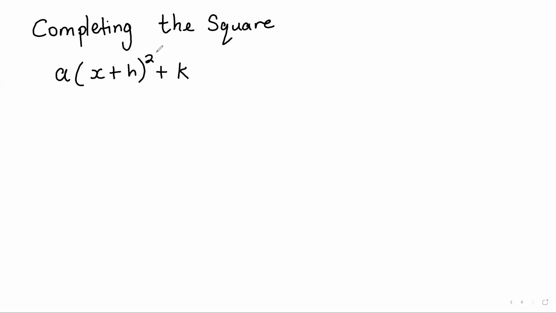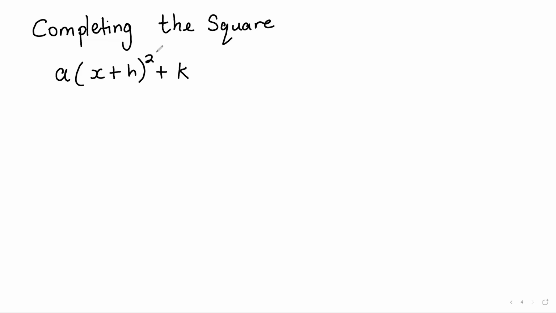They could use any letters, right? They could use a(x + p)² + q. They could use any letter that they feel like, okay? But the completed square format looks like this. So to complete this square, let me show you how we do it.